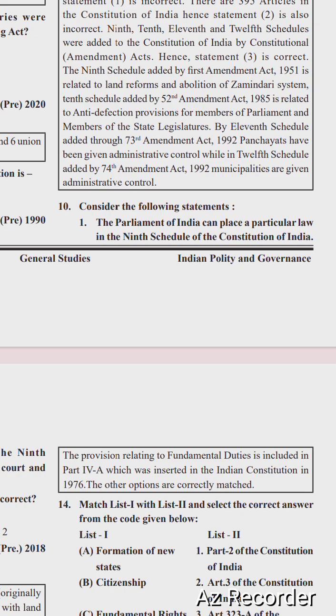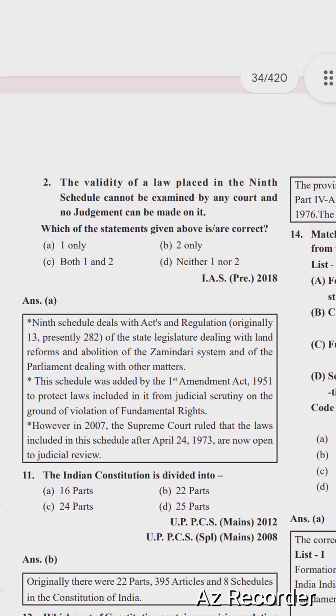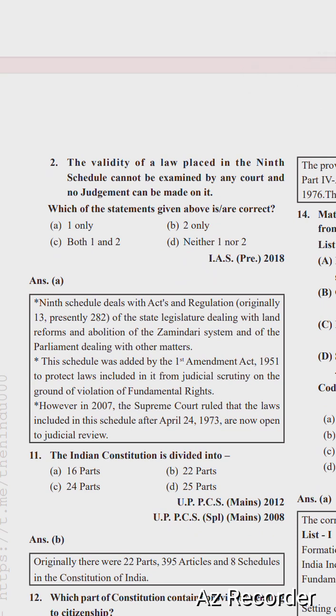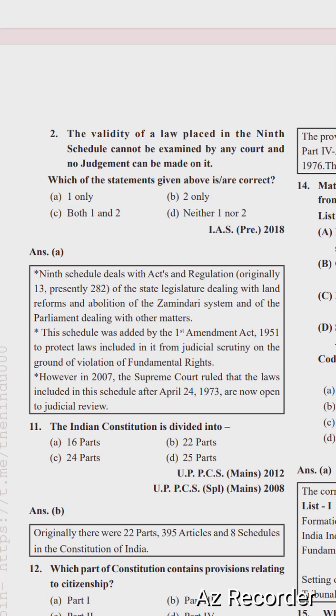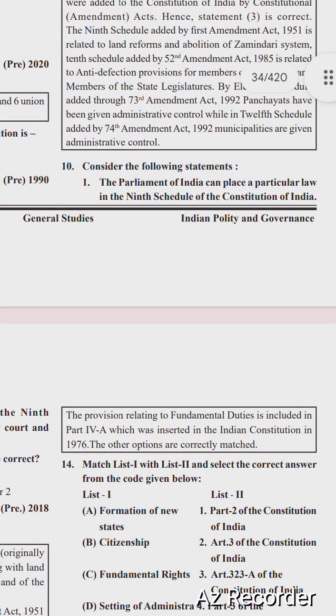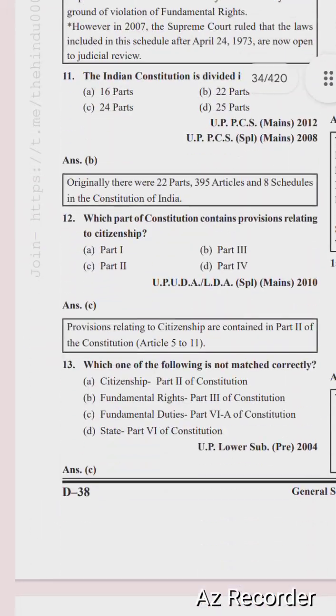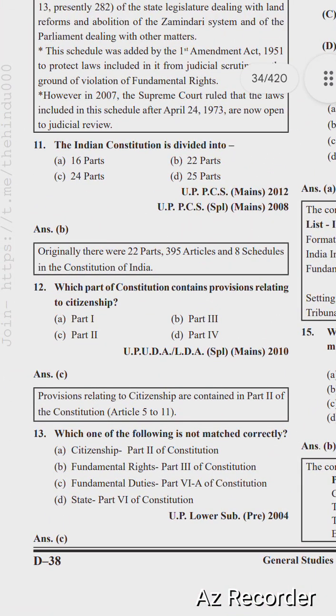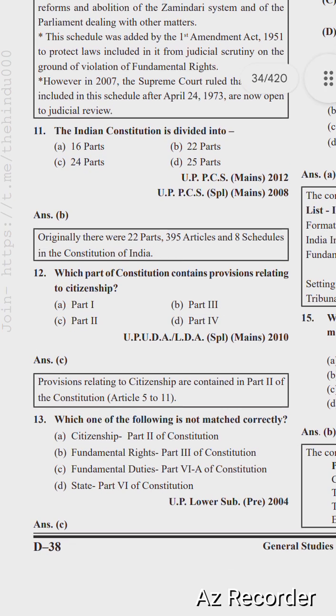So next question is, consider the following statements. The Parliament of India can place a particular law in the 9th Schedule of the Constitution of India. The validity of a law placed in the 9th Schedule cannot be examined by any court, and no judgments can be made on it. Which of the statements given above is correct? Right option is option number A, 1 only. The Parliament of India can place a particular law in the 9th Schedule of the Constitution of India.